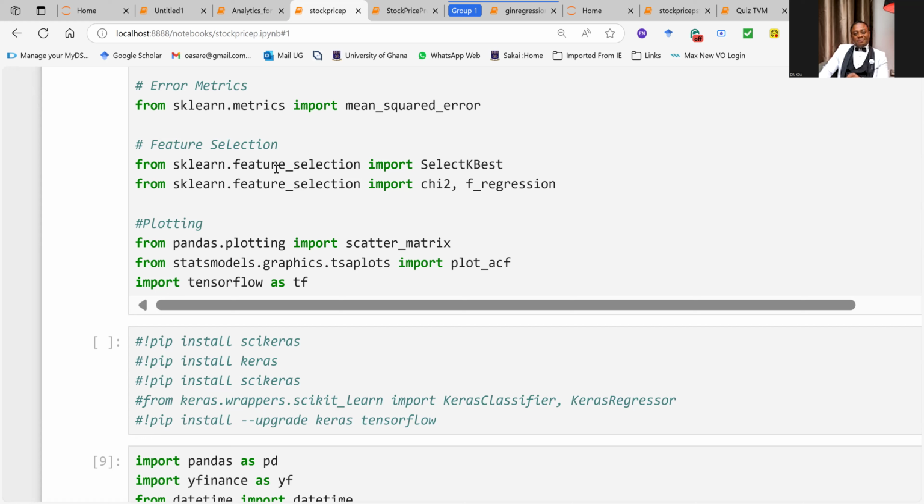Okay. If your internet is also not good, you cannot. All right. Who has been able to do it? Let me see which people have been able to do. Who has been able to do without any challenge?